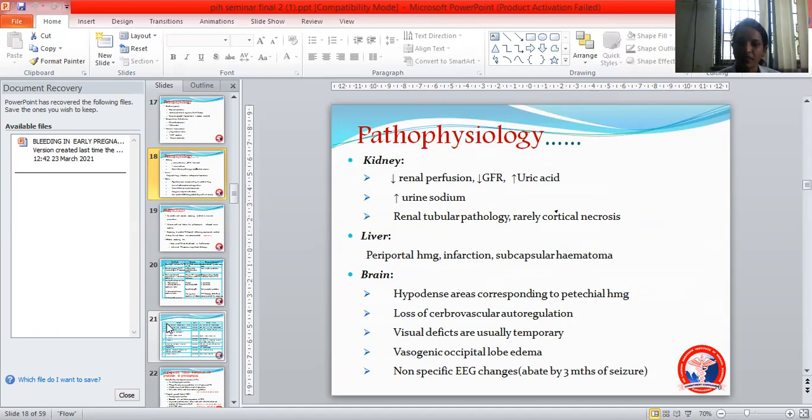In the liver, what we see is periportal hemorrhage, infarction, and subcapsular hematoma because of the distension of the capsule of the liver. So that can lead to severe right upper quadrant pain and epigastric pain. And in the brain, there will be loss of cerebral autoregulation, and visual deficits are usually temporary. Vasogenic occipital lobe edema can also happen, and non-specific ECG changes.